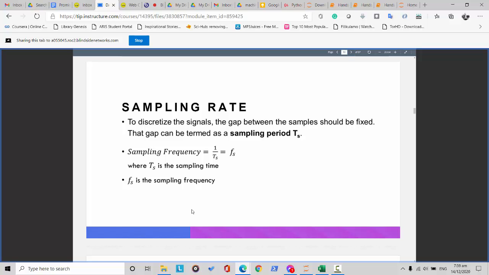So for example, if you want to compute the sampling frequency, it is equivalent to the reciprocal of the sampling period. So 1 over the sampling period, or Ts, where Ts is the sampling time and Fs is the sampling frequency. This is how we can compute that. Definitely they are inversely proportional to one another.